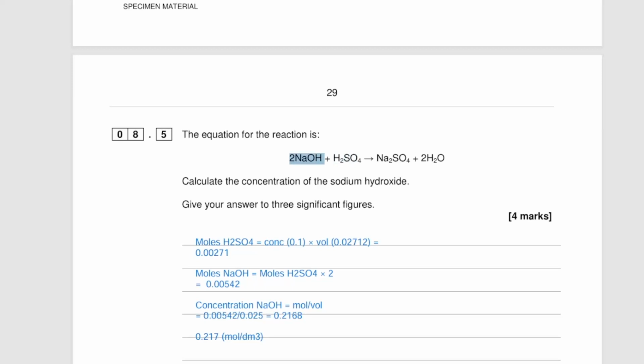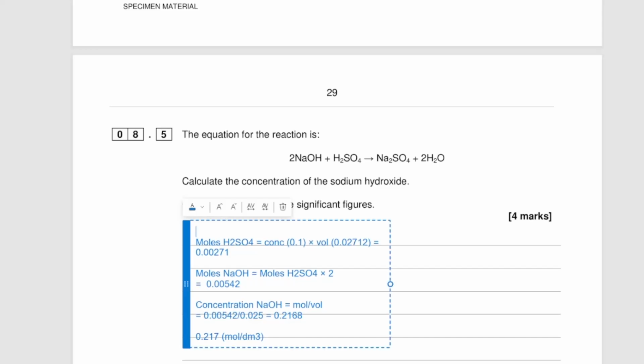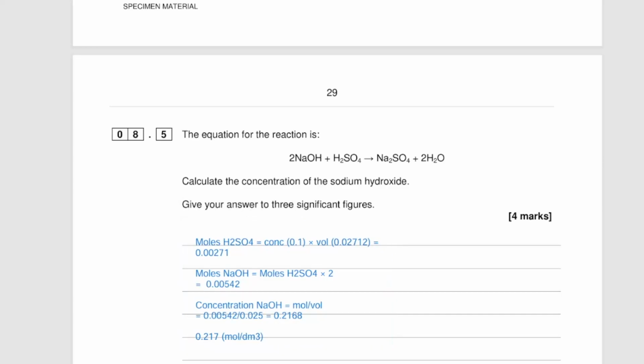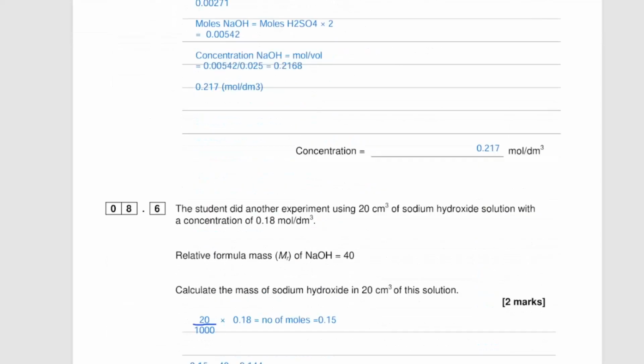And then you can see that the molar ratio is 1 to 2. So for every mole of H2SO4, you need 2 moles of sodium hydroxide. So you need 0.00542 moles of sodium hydroxide. And then the concentration is the amount of moles over the volume, which, as stated earlier on in the question, was 0.025 decimeters cubed, or 25 centimeters cubed. So you just get the mole value divided by 0.025 to get your answer of 0.2168 moles per decimeter cubed.